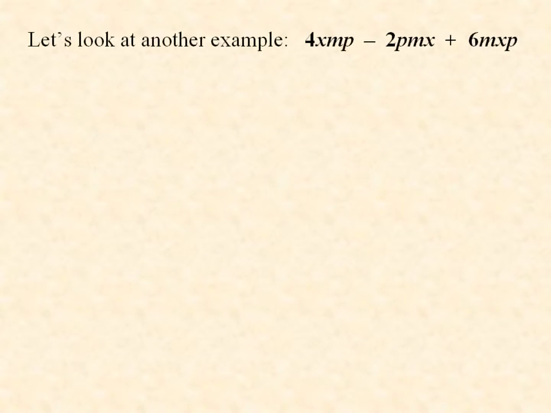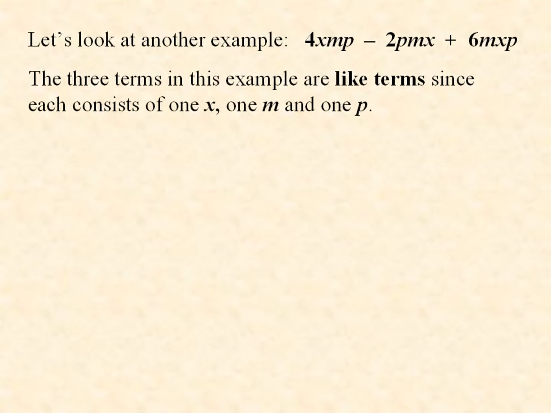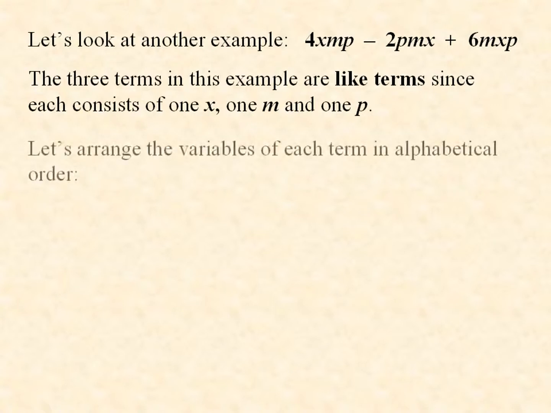Let's look at another example. 4xmp minus 2pmx plus 6mxp. The three terms in this example are like terms since each consists of 1x, 1m, and 1p. Let's arrange the variables of each term in alphabetical order. Then we have 4mpx plus negative 2mpx plus 6mpx. This makes it apparent that we're dealing with like terms.